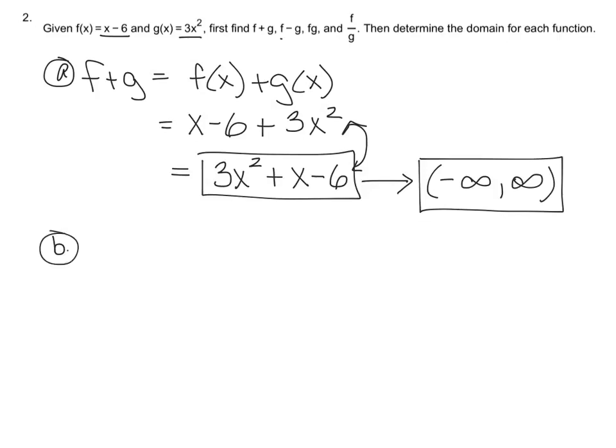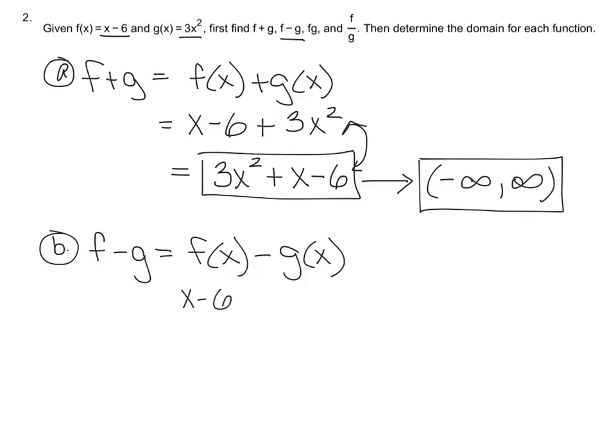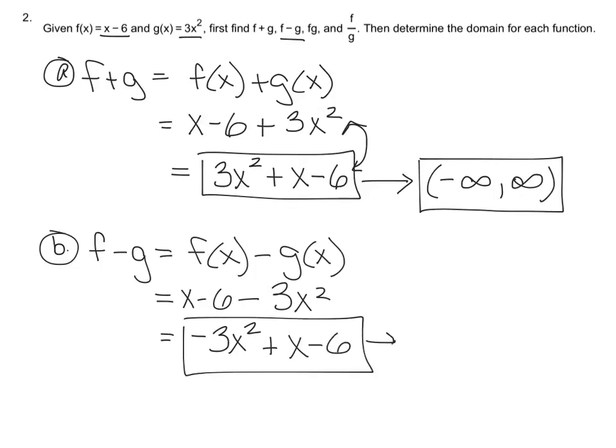Now we're going to find f minus g. And this is f of x minus g of x. So I'll write f of x, which is x minus 6, and I'm subtracting g of x, which is 3x squared. Again, I can't combine any like terms, so I'm going to write my final answer in descending order according to the exponents. So I have negative 3x squared plus x minus 6. And again, the domain is negative infinity to positive infinity.